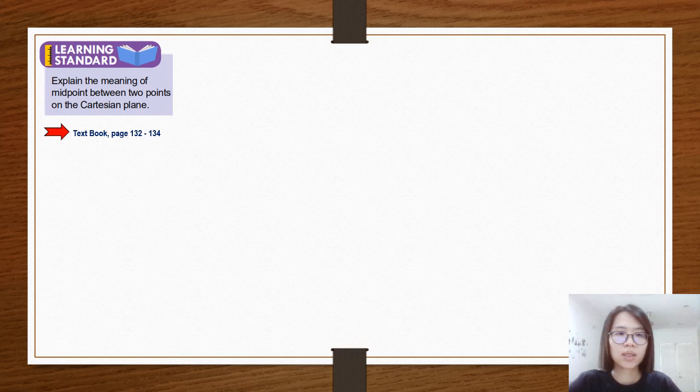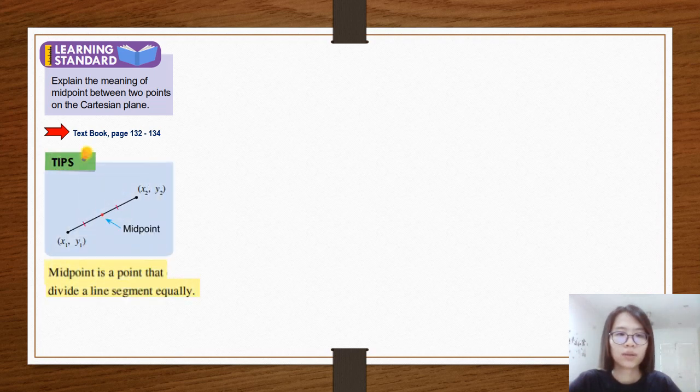Now we proceed to Learning Standard 7.2.1. Explain the meaning of midpoint between 2 points on the Cartesian plane. Students, you can refer to your textbook on page 132 to 134. What is midpoint? Midpoint is a point that divides a line segment equally. In this diagram, we can see that the distance of point x1, y1 to the midpoint is equal to the distance of point x2, y2 to the midpoint.